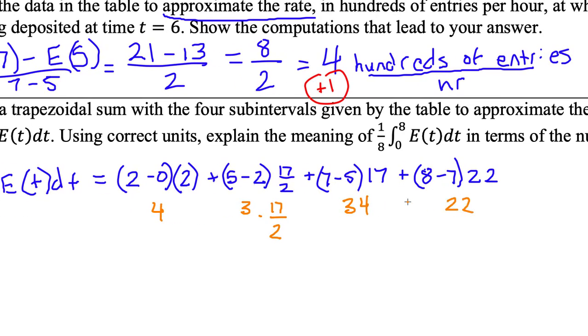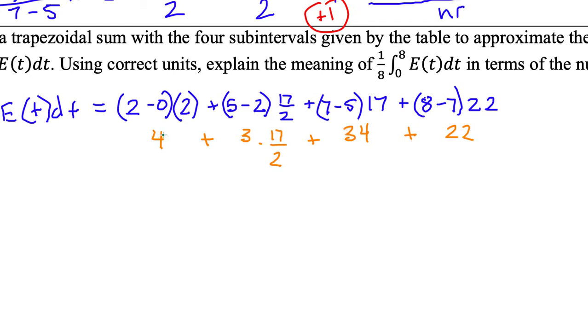I need to add all of these numbers together, and unfortunately we have that fraction. Let's add all the non-fractions together first. So I have 4 and 34, which makes 38. 38 and 22 is 60.